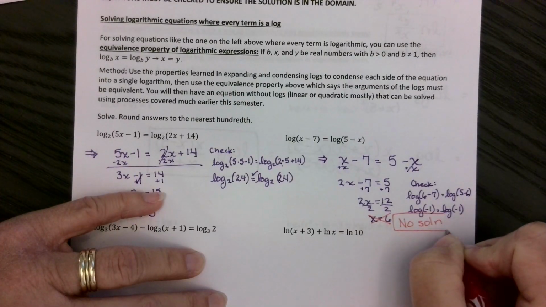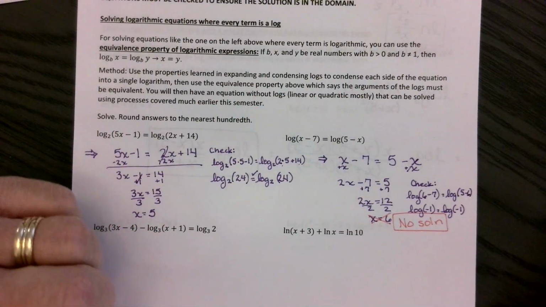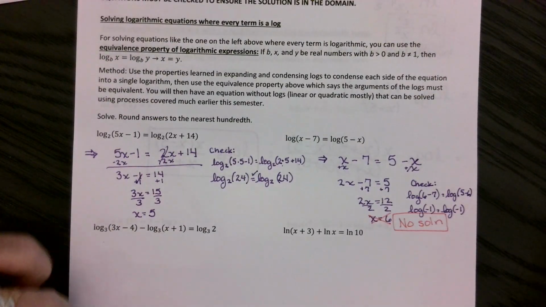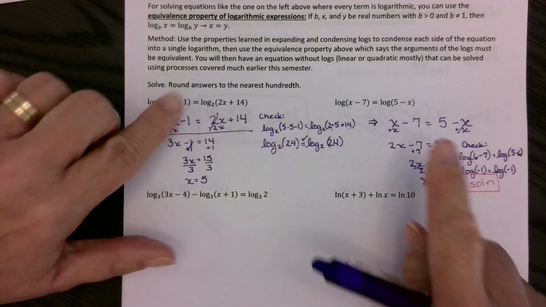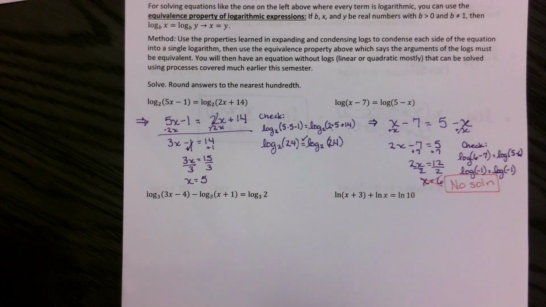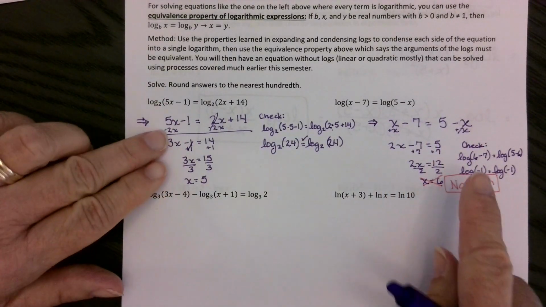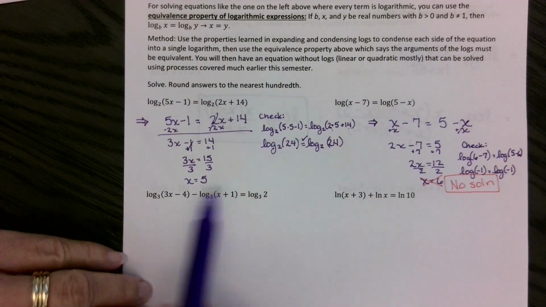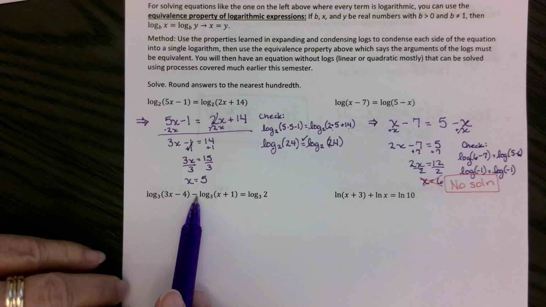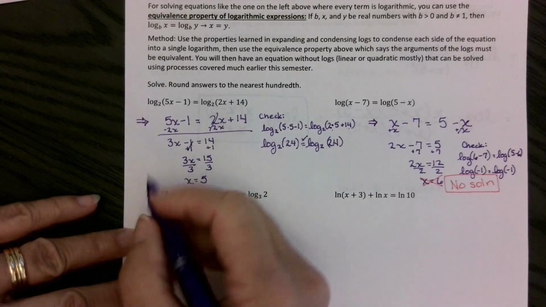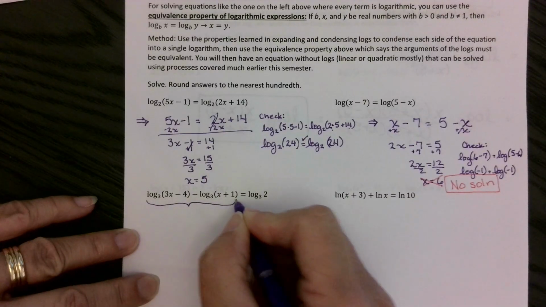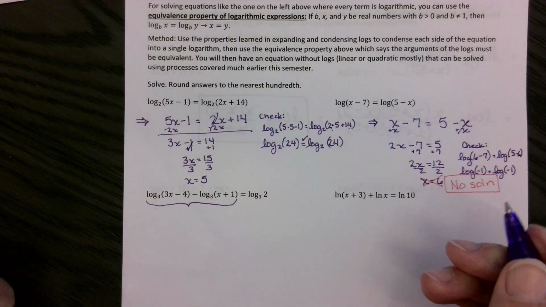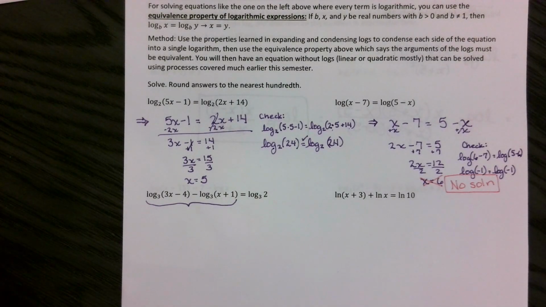Maybe no real solutions. Okay, I don't really care which one you put. All right. We can't set our arguments equal to each other like we did here until you use your condensing properties. Right here, we need to get this left-hand side down to a single logarithm before we can set our arguments equal to each other.